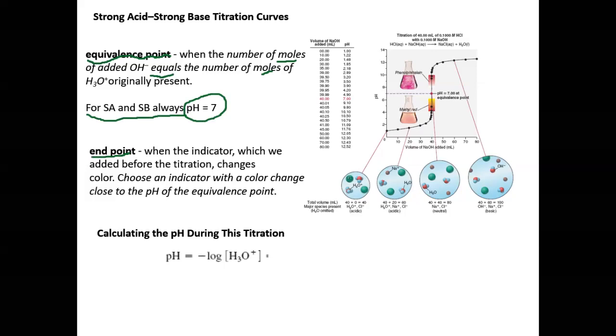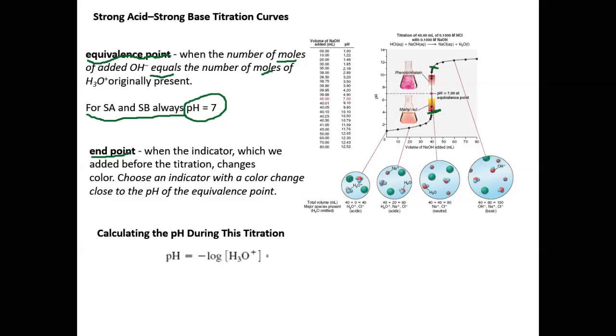Now for this strong acid, strong base titration, you see it starts increasing slightly, and then it hits a dramatic rise, and then it levels off. And so this dramatic rise, the midpoint between where it starts going up and starts coming down, that's the equivalence point. And so here you see the equivalence point is pH of 7.